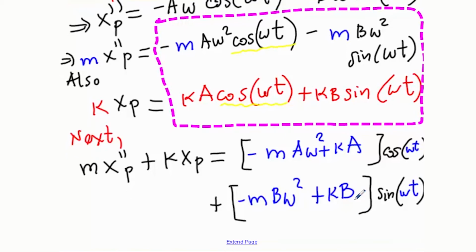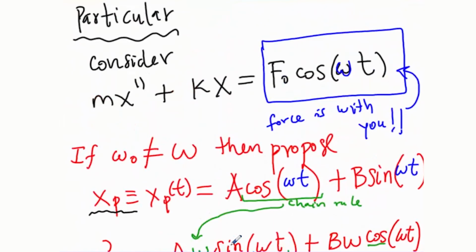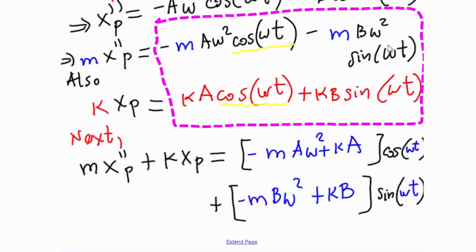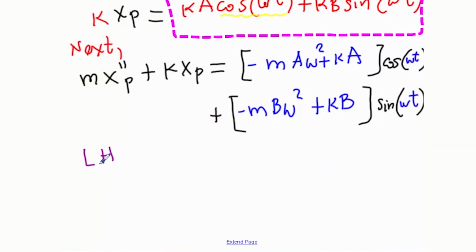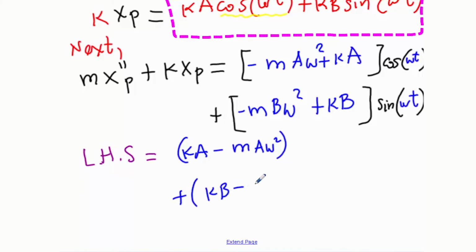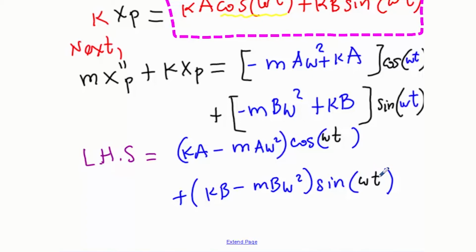So what comes next is, I want you to keep in mind something here. This would be considered the left hand side of this equation, and then this would be the right hand side. The work we've done before is by using the particular solution. So the left hand side of the equation, when solved, looks like this: k a minus m a omega squared plus k b minus m b omega squared. The first one is multiplying cosine, the second one is multiplying sine. I'm just rewriting exactly what we have there, taking care of the left-hand side of that differential equation.